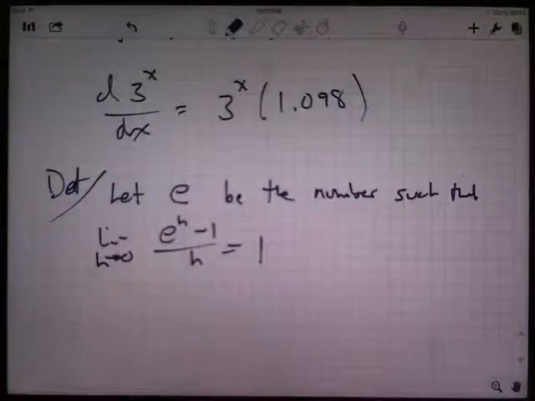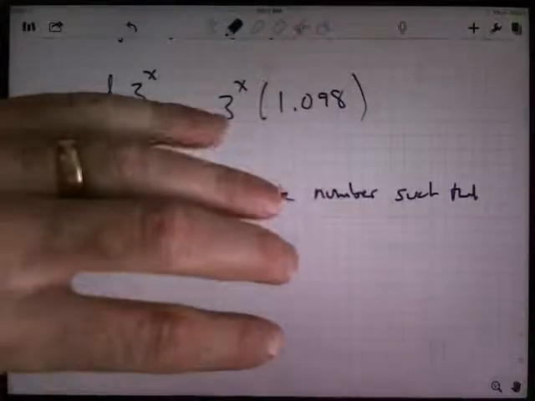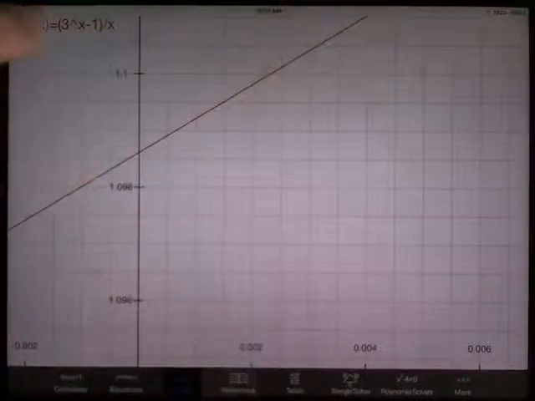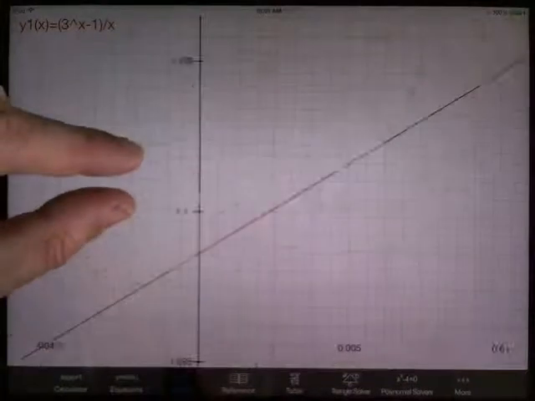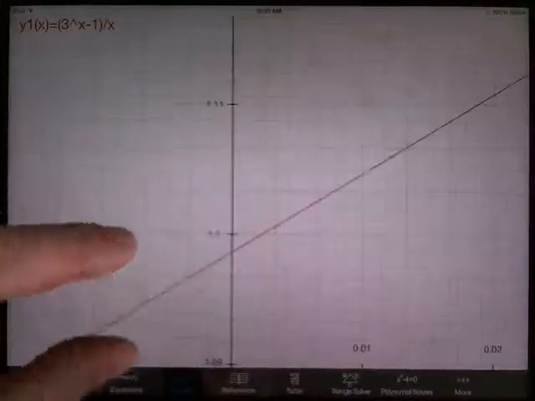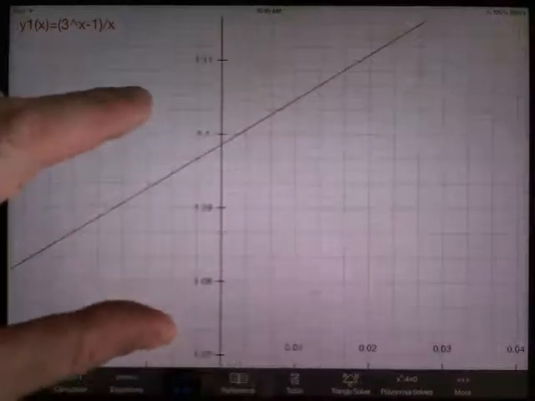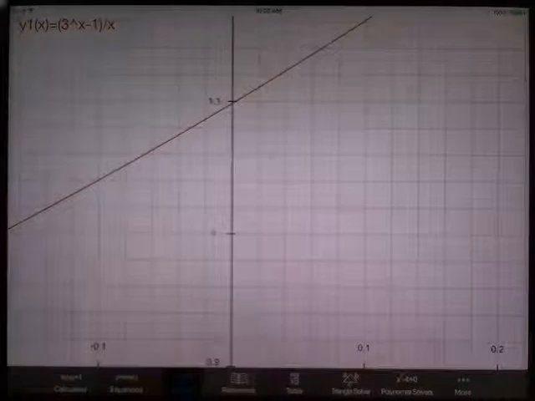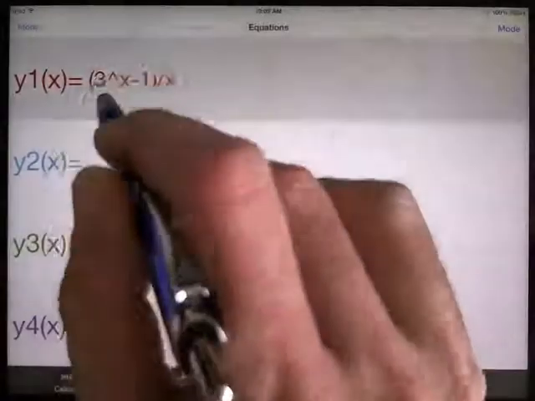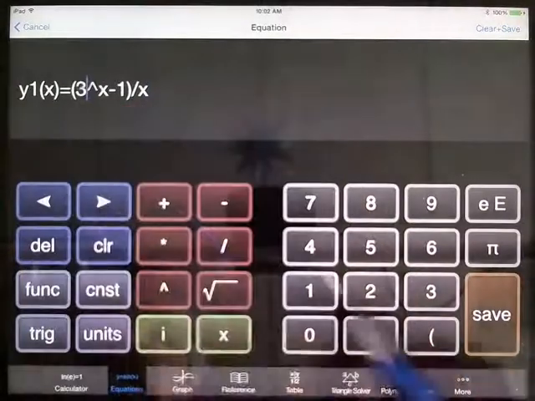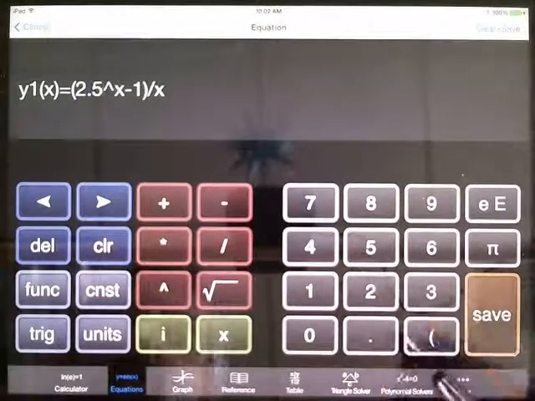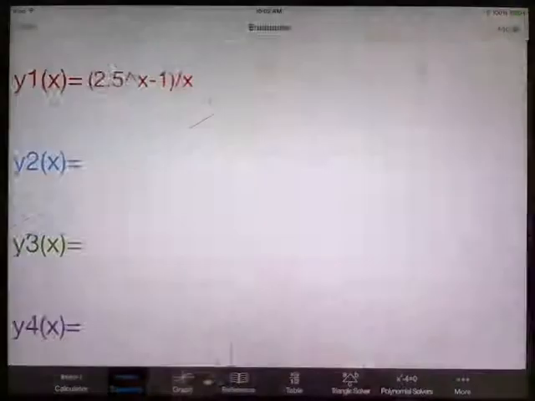In fact, if I go back to the graph here and say I don't want this, I want to see what I can do instead of 3. Let's take another number and see if we can get this to be at 1. So I'm going to zoom out a little bit here, or zoom out a lot. There we go. Now I can see 1. So I'm going to go back to my equations here and say, well, how about 2? Oops. What if I say 2.5? Right? Save, draw the graph.